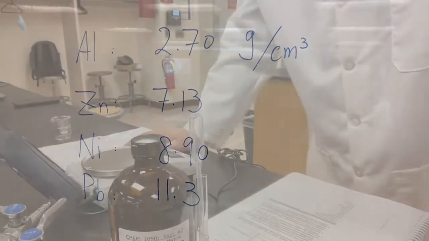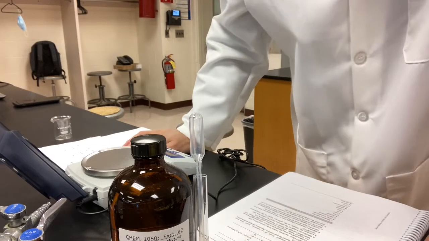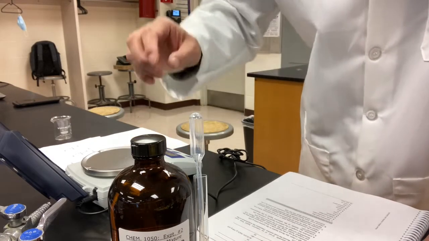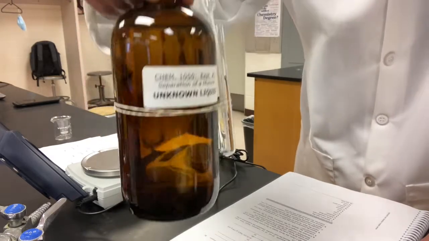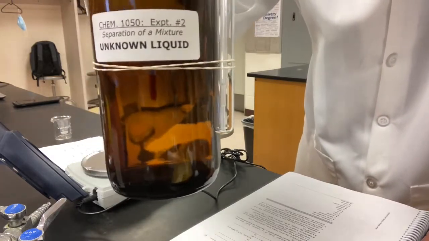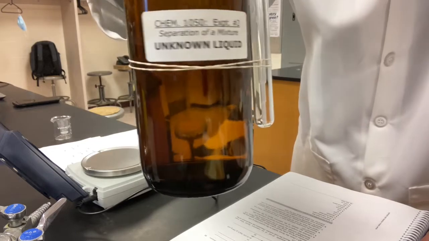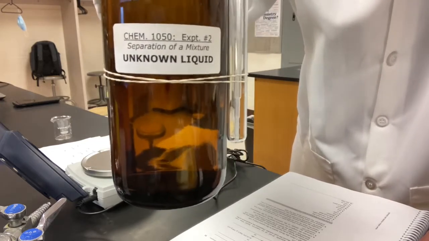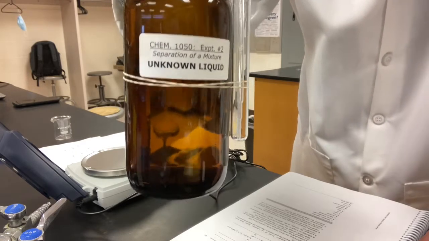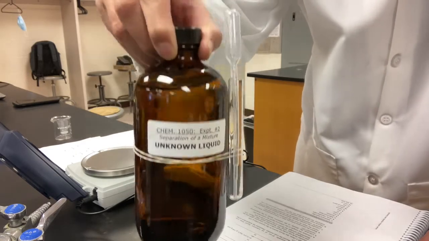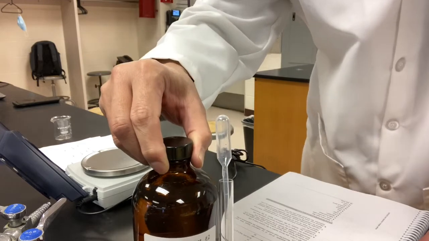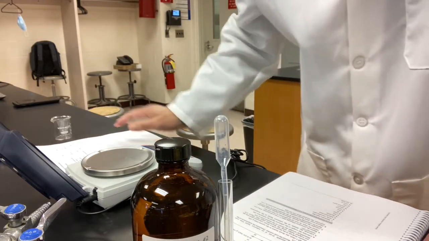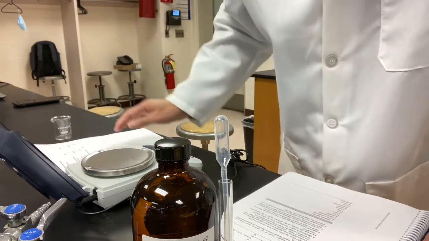The last section is the density of an unknown liquid. We have only one unknown liquid sample. So you just make a note on the report sheet. The unknown used is called unknown liquid. We're going to measure the density of this liquid, and then make a decision based on the table in the lab manual about what liquid this is.